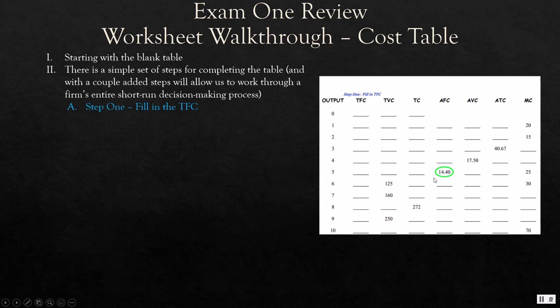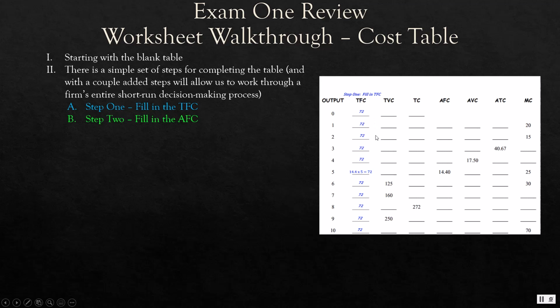In our case, we're actually given the average fixed cost as 14.4. So I can take that average fixed cost of 14.4, understanding that average times quantity equals total. The average fixed value of 14.4 times the quantity of 5 gives me a total fixed cost of 72. And as it is fixed cost, that means every single unit from 0 to 10 has a total fixed cost of 72. That fills in the entire total fixed cost column.